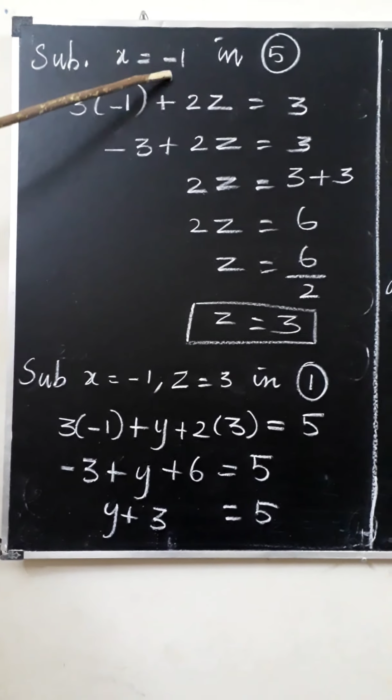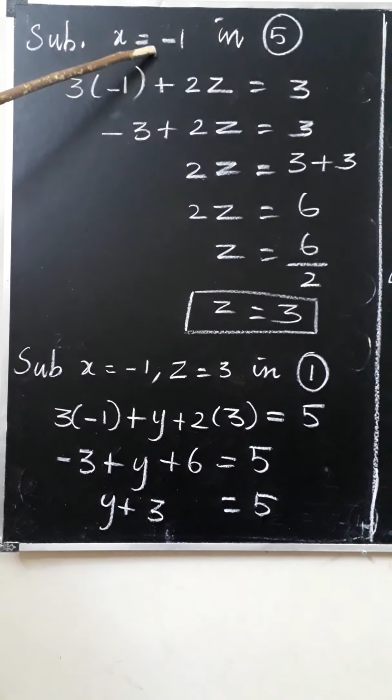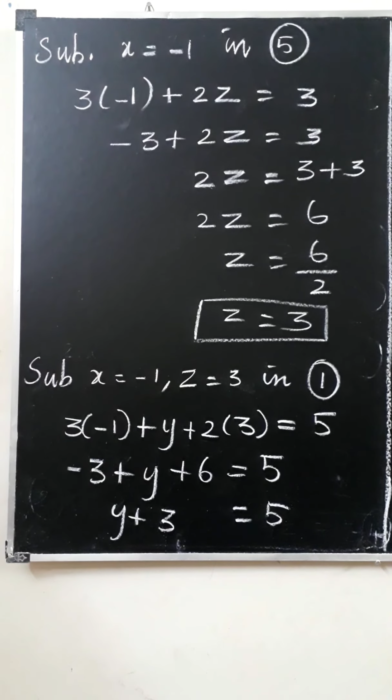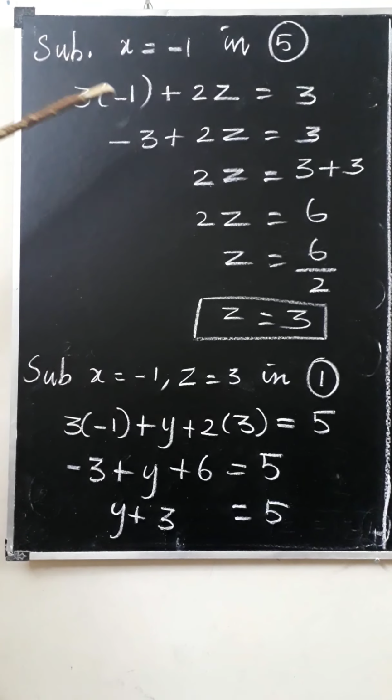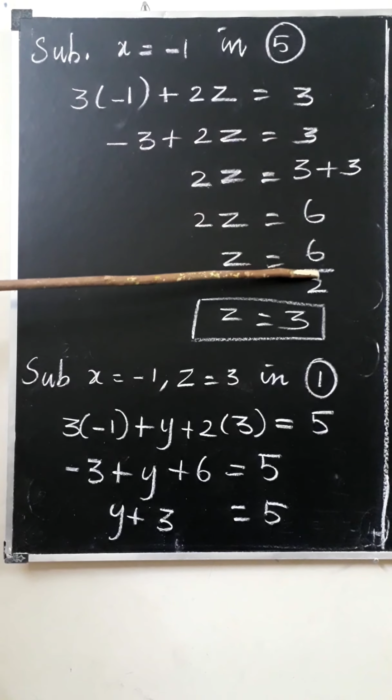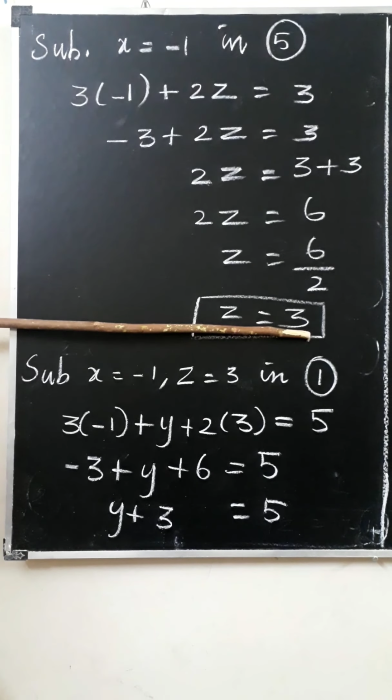Substitute x is equal to minus 1 in the fifth equation. We can substitute either in the fourth or fifth, but I have substituted in the fifth equation. Fifth equation is 3x plus 2z is equal to 3. In the place of x, substitute minus 1. Then minus 3 plus 2z is equal to 3. When we simplify that, we got z is equal to 3.